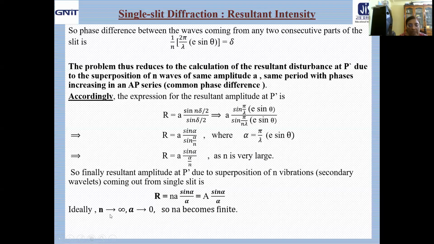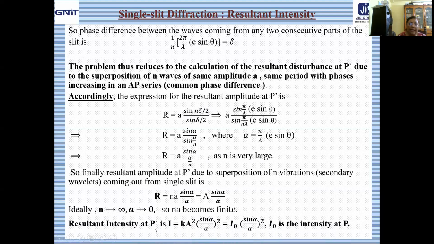N tending to infinity means the separation between consecutive parts of the slit, which you consider to be theoretically divided, is infinitesimally small. So, in the limit n tending to infinity, you are actually left with a single slit of width e, and the amplitude of the wave coming out from the total is Na. Okay. So, nothing is happening. Only to use this standard formula, we have taken a theoretical consideration, and in the ultimate limit we have checked whether it is mathematically viable or not. Clear?